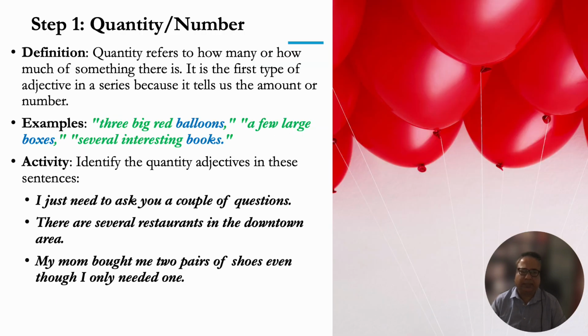Quantity. And that's easy to understand, right? You may already know that quantity means numbers, or a number. 3 big red balloons means that there are more than one balloon. There are 3 big red balloons. And notice the order again. Number, size, and then color. 3 big red balloons. Okay? I've given you 3 sentences below. I just need you to identify the quantity adjective. In each sentence, there is a quantity adjective. Can you identify which ones these are?